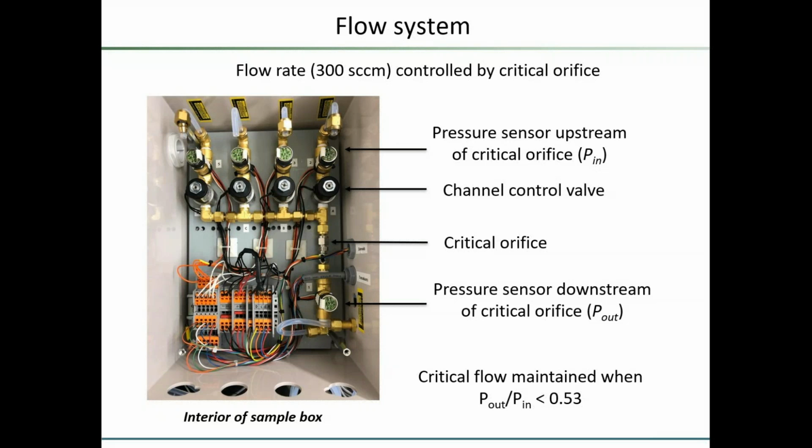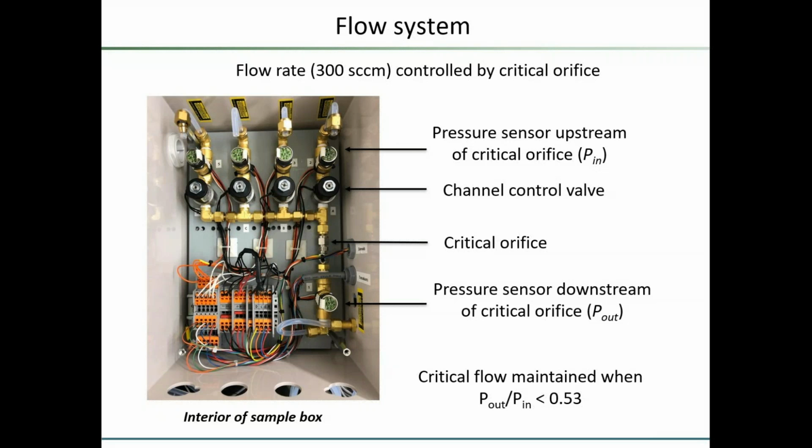Then you have your critical orifice there, and then we have another pressure measurement downstream of the critical orifice. And the orifice is designed to achieve a certain flow rate. And as long as we keep the ratio of the pressure downstream of the critical orifice to about half of the pressure at the inlet, then we can maintain this critical flow that the orifice is designed for. And in this case, that's about 300 cc's per minute.